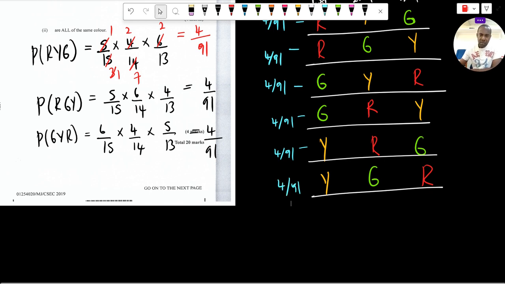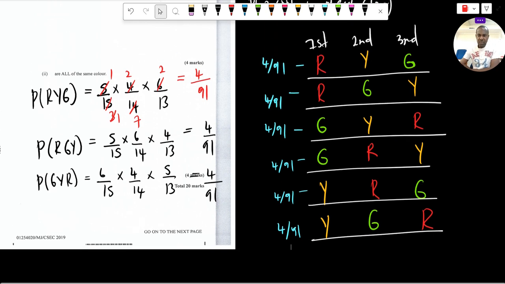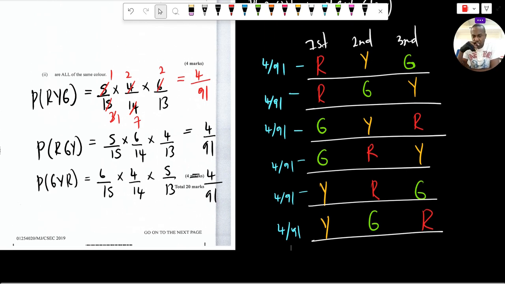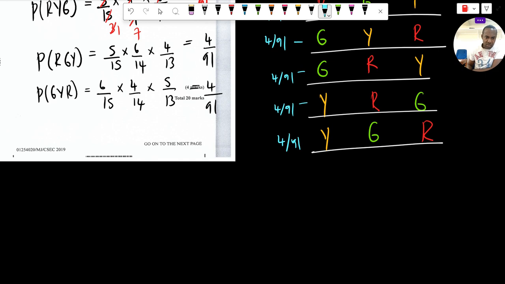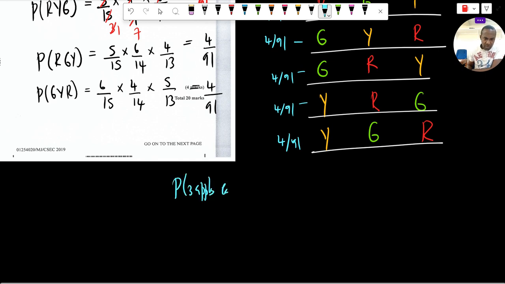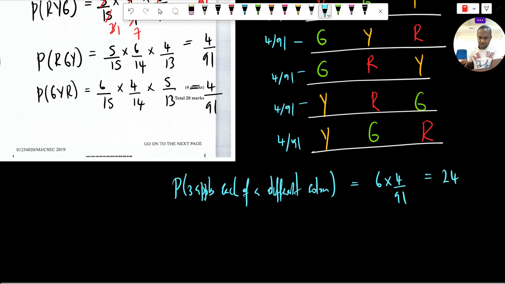So basically, the probability of getting 3 apples of a different color is 4 over 91, for each possible combination. And because there are 6 of them, we can say that the probability of getting 3 apples, each of a different color, is equal to 6 times 4 over 91, which gives us 24 over 91.